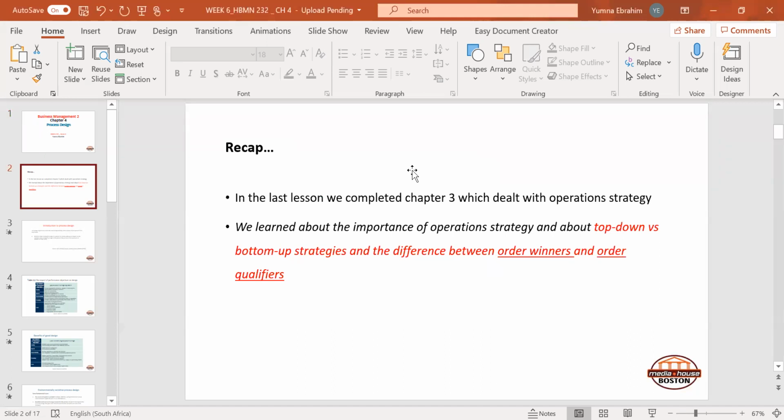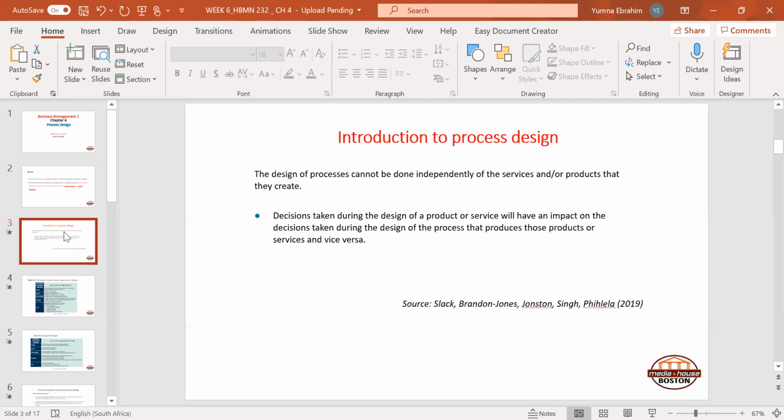Okay, in the last lesson, we looked at operation strategy and how operation strategy fits into the overall strategy of a firm. We also learned about the difference between top-down versus bottom-up strategies. And you must be able to provide examples and be able to explain this. And then we talked about order winners and order qualifiers. Once again, you must be able to explain these as well as provide examples.